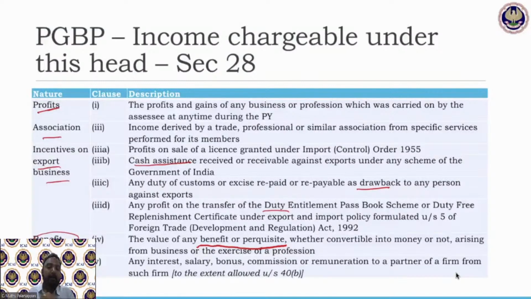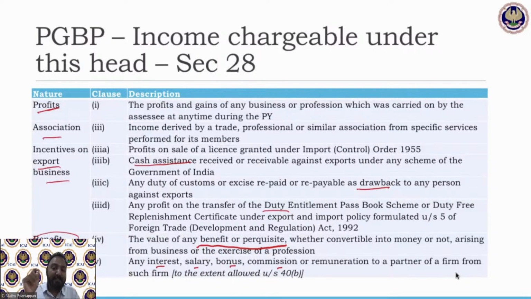And partner's income. Any income earned by a partner from the firm. Let's say I am a partner in Vinod and Muthu Chartered Accountants. Whatever income I receive from my firm, whether interest on capital or remuneration, will be taxable as business income to me. Any interest, salary, bonus, commission, or whatever you call it, if paid to a partner by a firm, is taxable under PGBP, not under salaries or income from other sources.